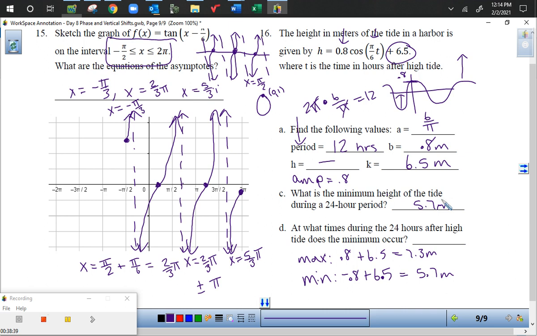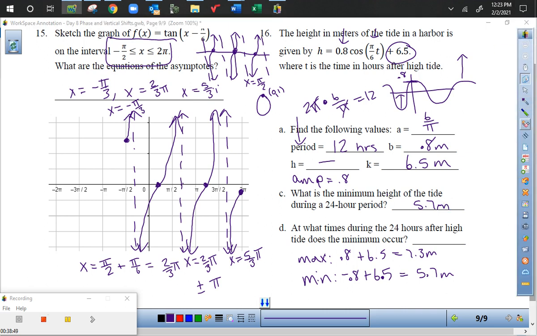Now it says, at what times during the 24 hours after high tide does the minimum occur? To do this without a calculator, we just have to figure out where our period is. If there was a translation on top of this, this problem would be significantly more difficult. But because there's not a shift left and right, it's not so bad to deal with. We know that our period is 12. So the max to max is 12, which would mean our minimum happened just halfway in between, at 6.